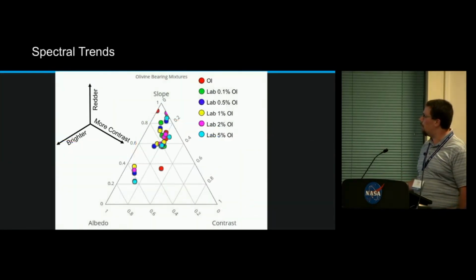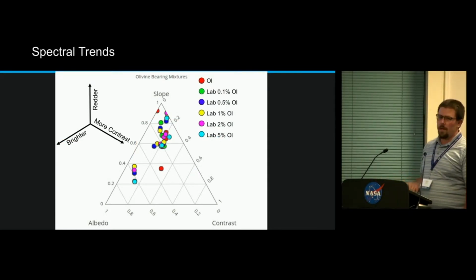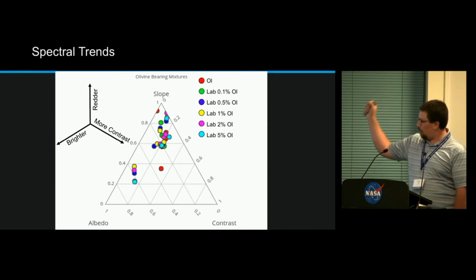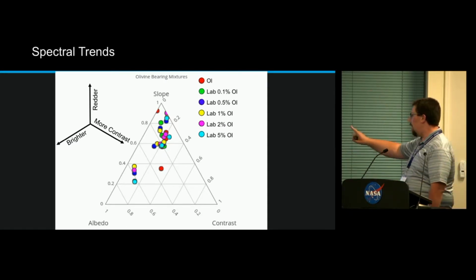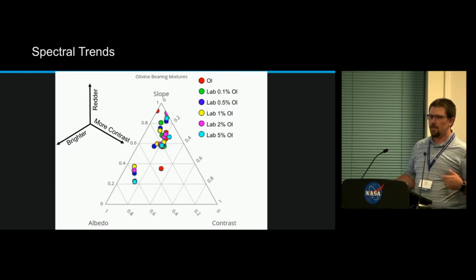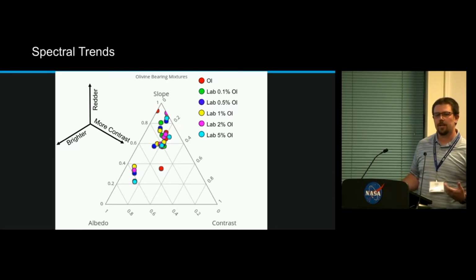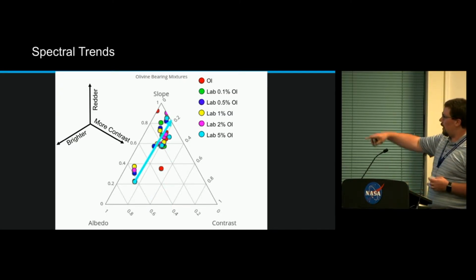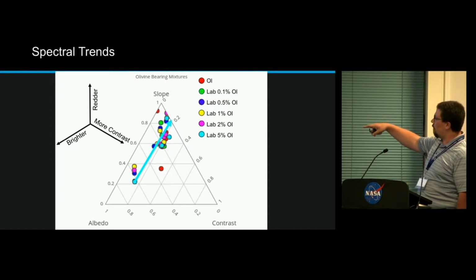total contrast. So plotting those 3 up together on a ternary diagram, where we have redder slopes at the top, brighter spectra at the bottom left, and more contrast at the bottom right, we can start to see how these things change as you add iron to the entire data set. And the first thing to notice is that the blue line here is indicative of all the 3-component mixtures. The red circles are the only 2-component mixture here.